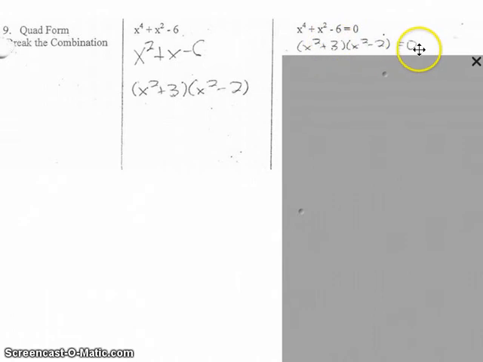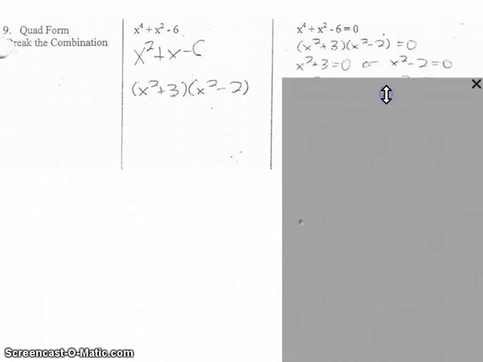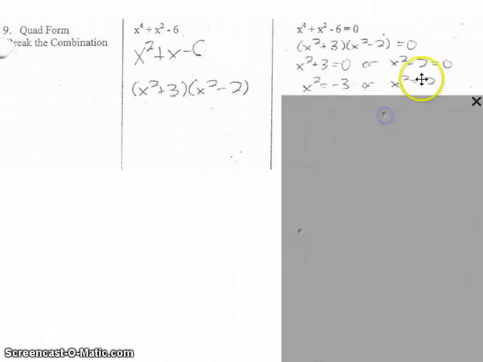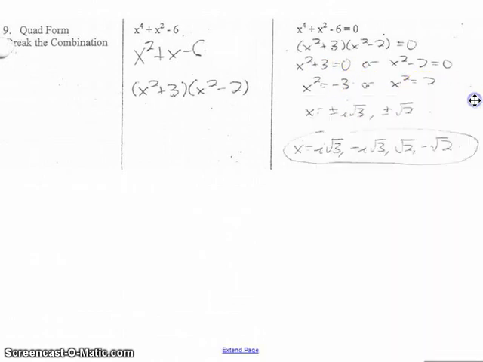Set those equal to 0. That means either x squared plus 3 is equal to 0 or the right side is. If x squared plus 3 is equal to 0, x squared is equal to negative 3. And the right side, x squared is equal to 2. If x squared is negative 3, x is plus or minus i root 3. On the right side, if x squared is equal to 2, then x is plus or minus root 2.